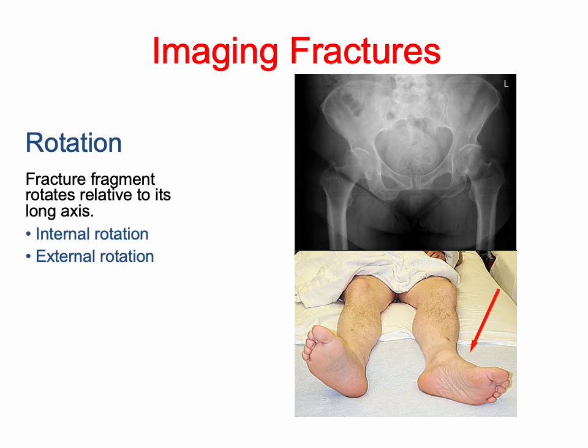You can also describe rotation. So there is a femoral neck fracture on the left, and we can see that we're seeing more of the lesser trochanter on the left. So it means that there's been external rotation, and clinically this is what it looks like.